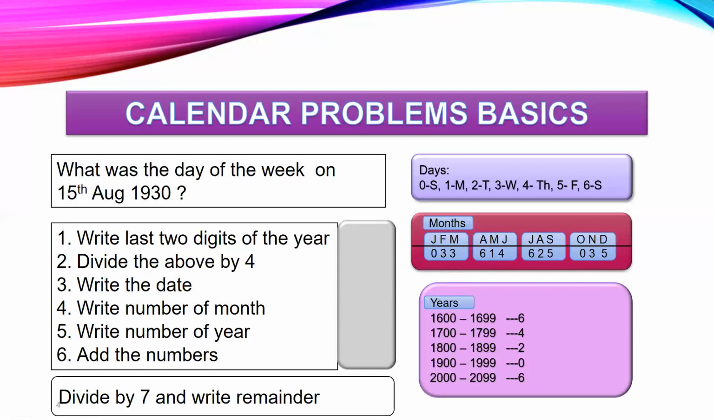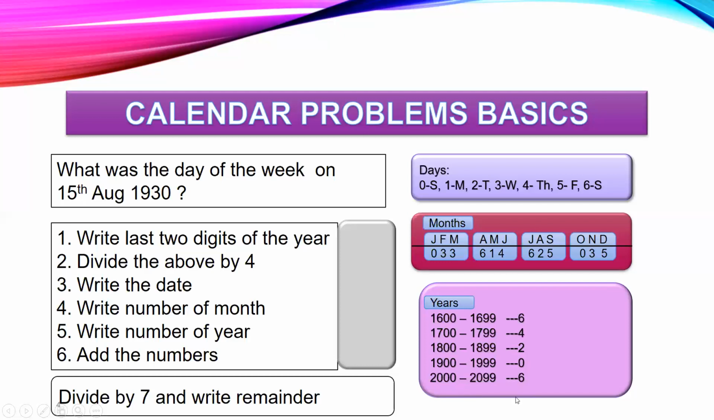Now coming to the years, you have to remember that any year between 1600 and 1699 has the number 6. Similarly, if the year starts with 17, the number is 4, if it starts with 18, it's 2, if it starts with 19, it is 0, and if it's 2000 something, then it is 6. So how to remember this?